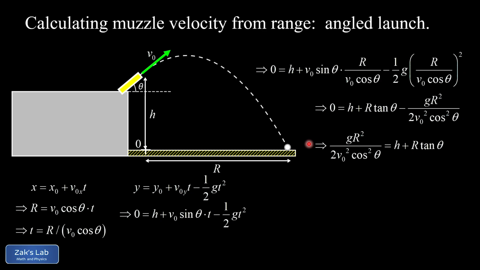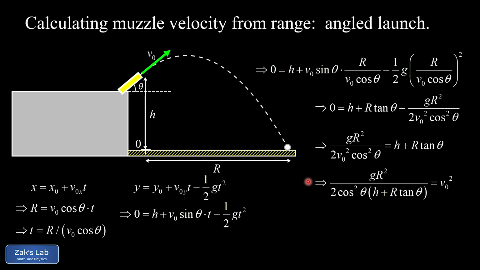And we're trying to isolate that v naught squared. So what I'm going to do is multiply both sides by v naught squared to move that guy to the right side of the equation. And at the same time, I'll divide by h plus r tangent theta, putting that into the denominator on the left side. So that gets us here, and we're getting really close to having v naught isolated now.